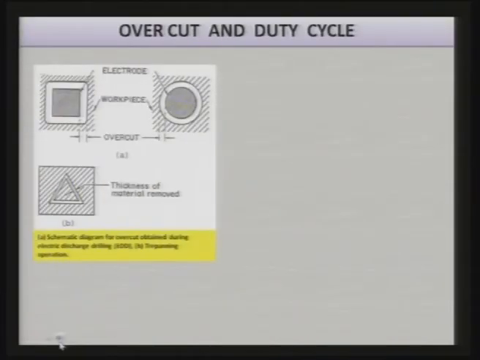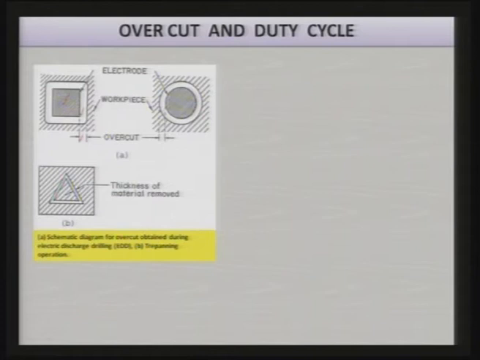We have also discussed in the earlier 2 lectures the overcut obtained during the EDM process in general and the drilling process in particular. It is very clearly shown over here: if you see the diagram on the left side, this is the tool and this is the cavity which has been machined with the help of this, and overcut is clearly shown over here.